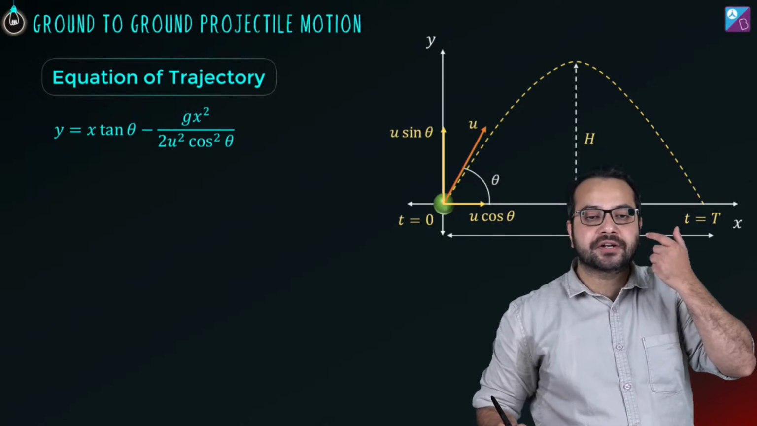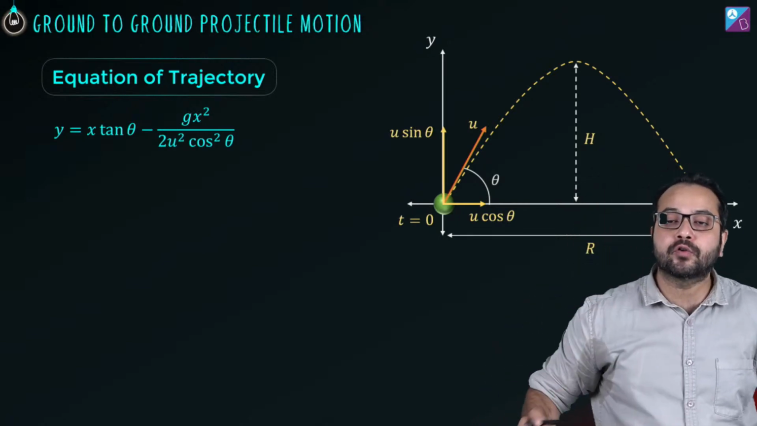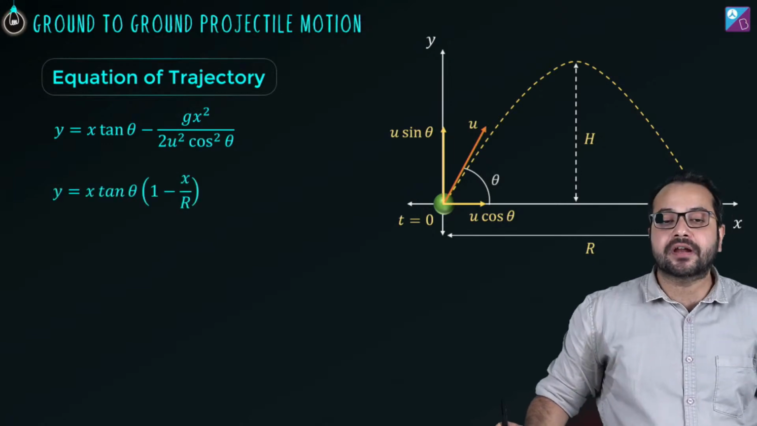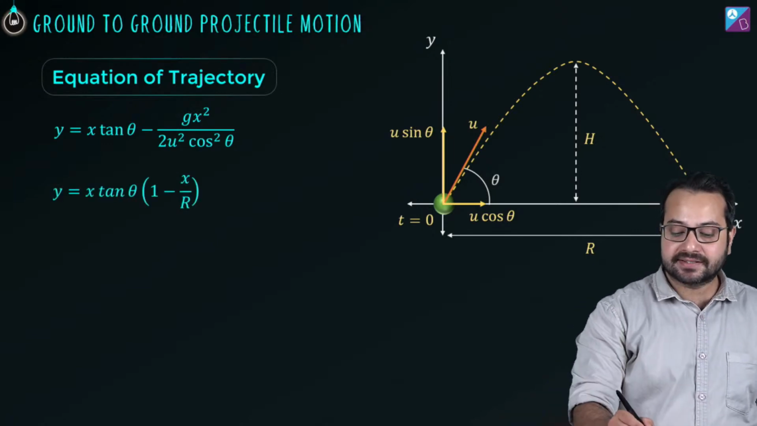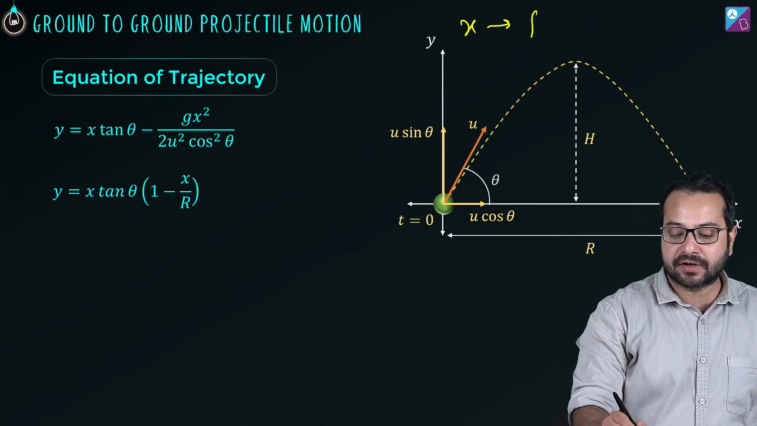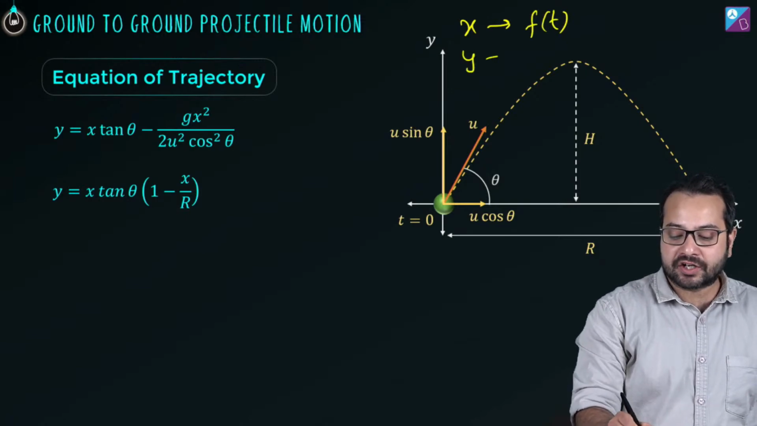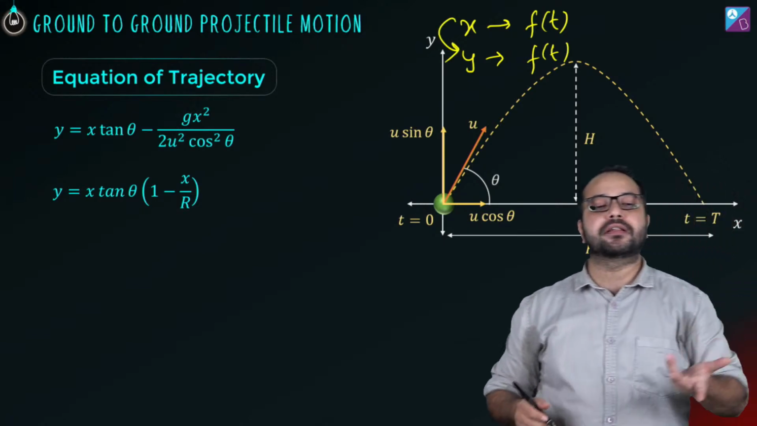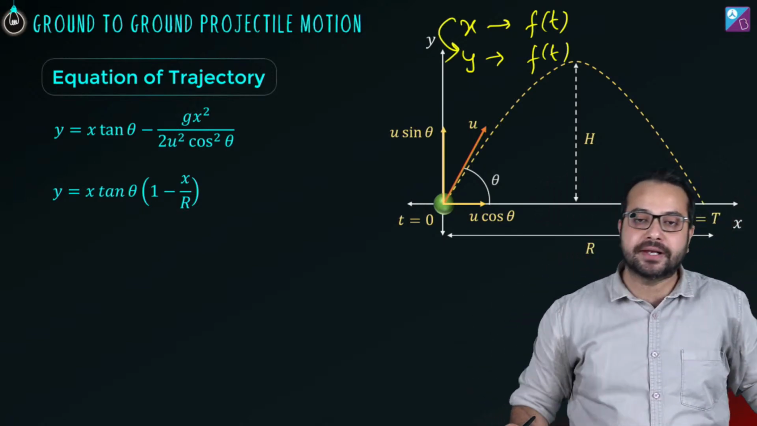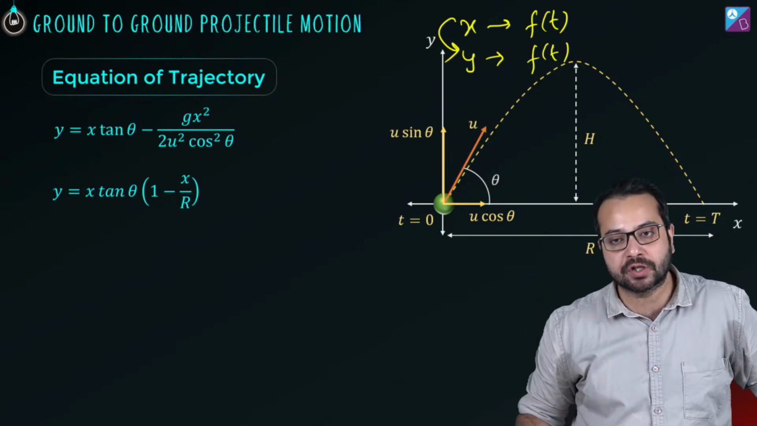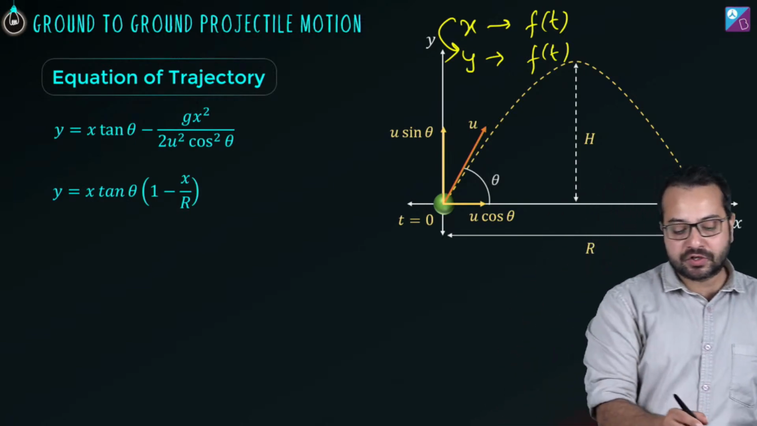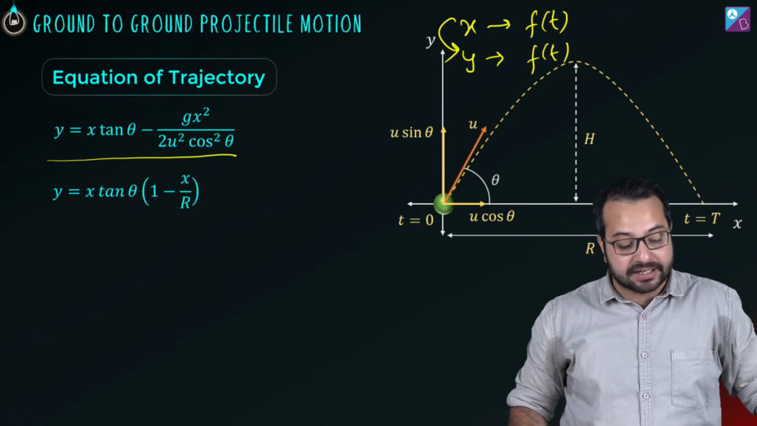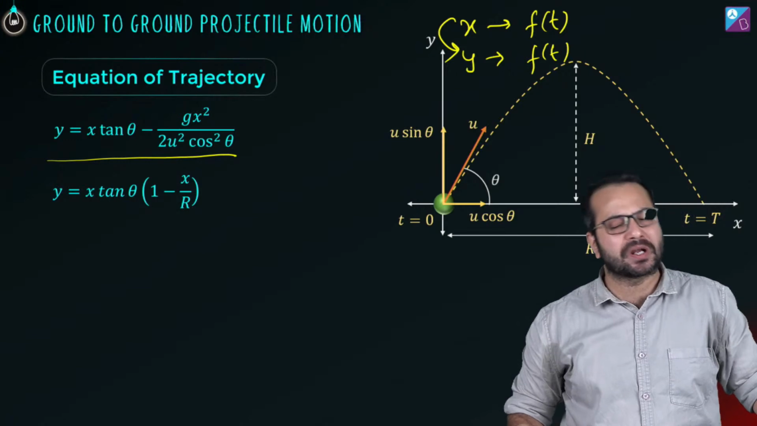Next, equation of trajectory. We have already learned how to calculate the equation of trajectory. Okay? How do we find the equation of trajectory? We write the motion in the x direction as a function of time, write the motion in the y direction as a function of time, and substitute x into y. This is how we find the equation of trajectory. So if you find the equation of trajectory, it is given by y is equal to x tan theta minus g x square upon 2 u square cos square theta.